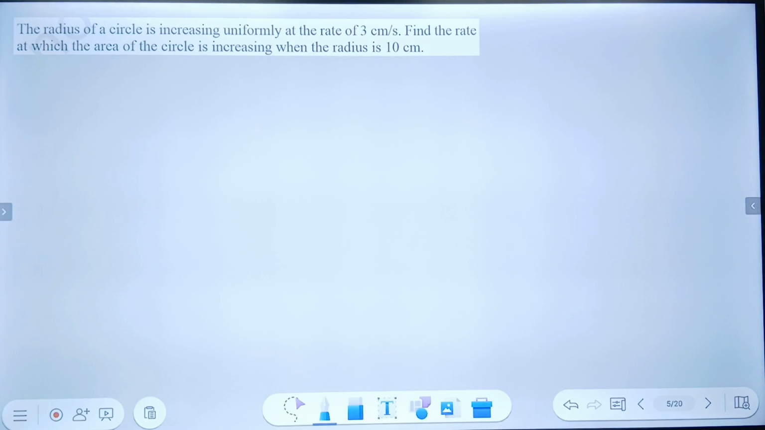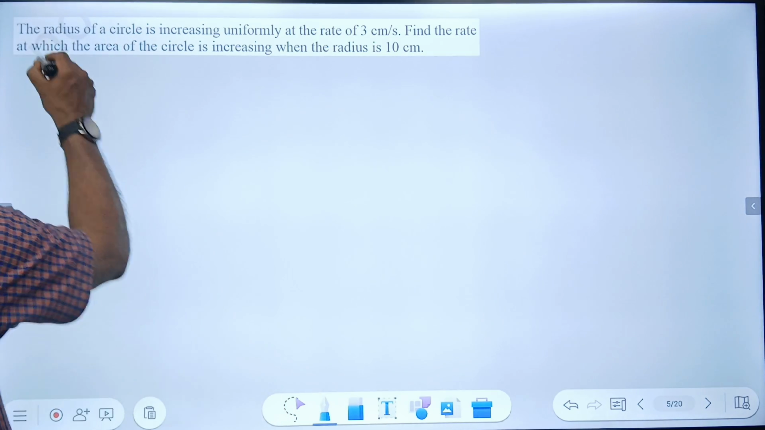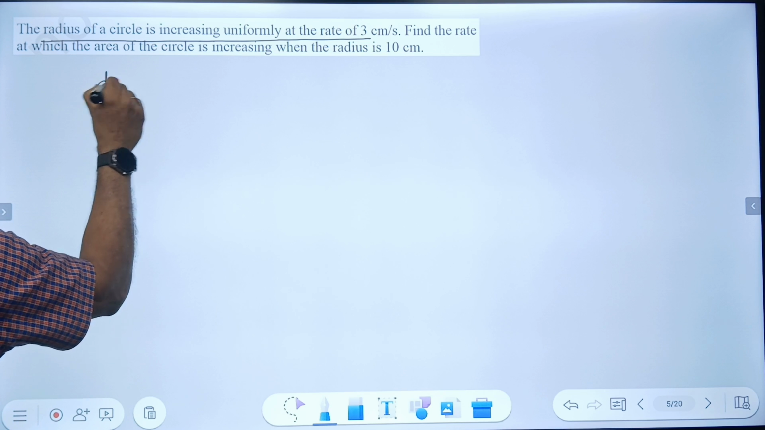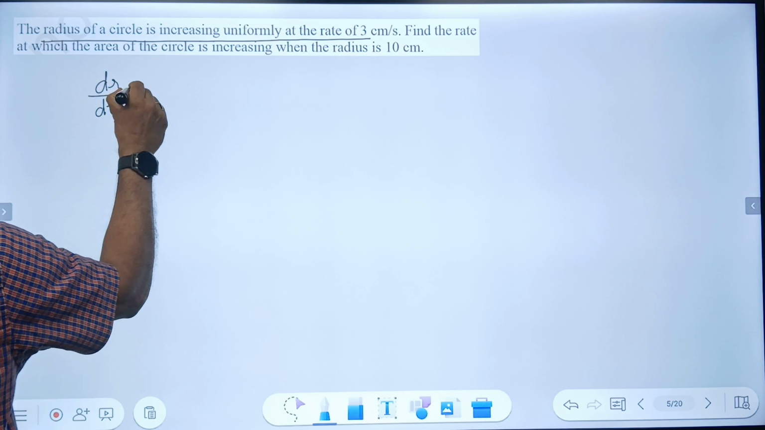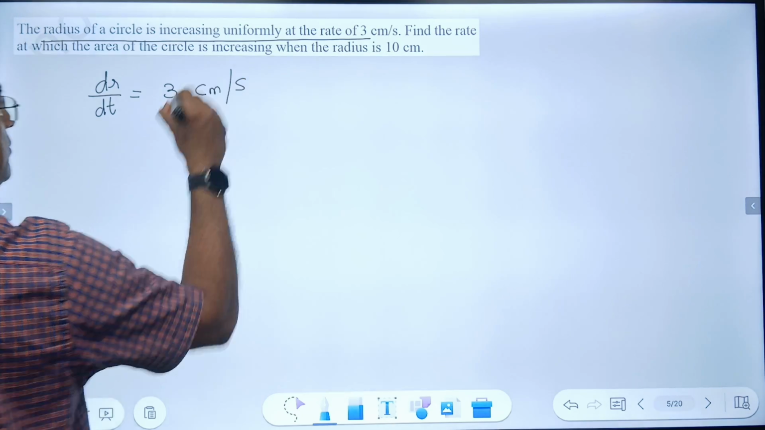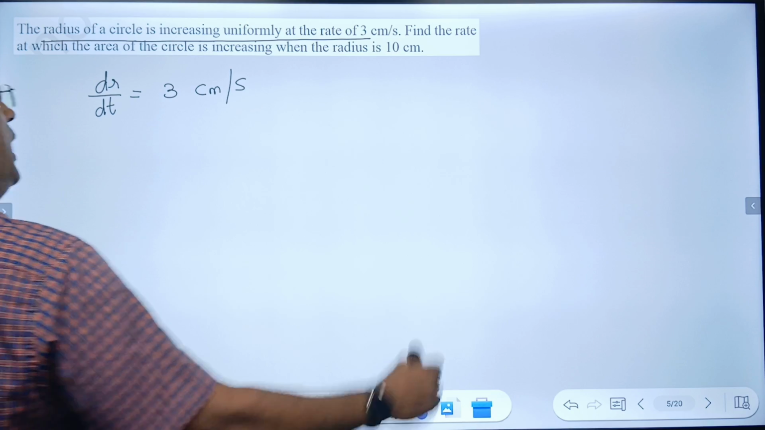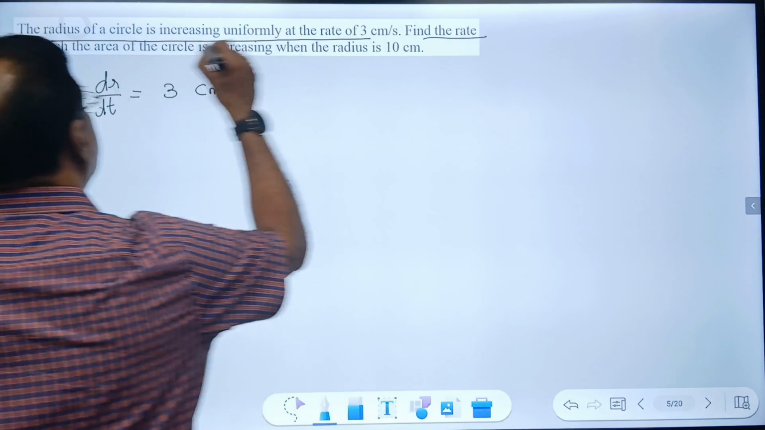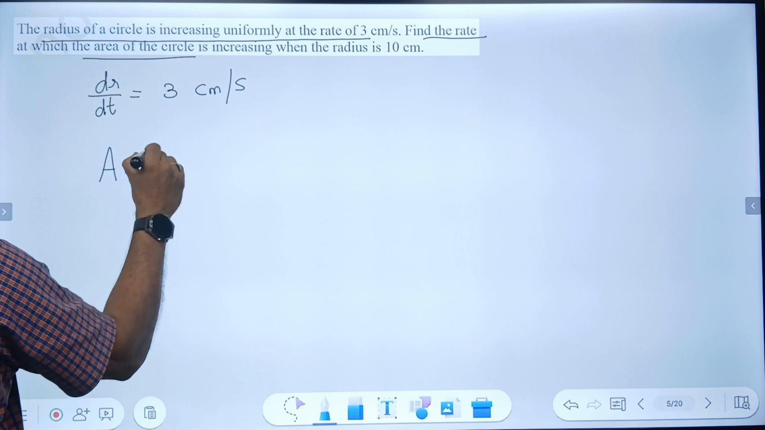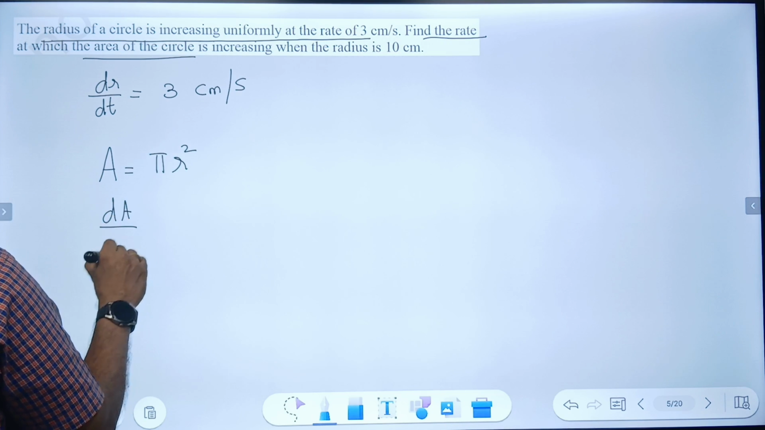Let's go to the next question. The radius of a circle is increasing uniformly. So dr by dt is increasing uniformly at the rate of 3 centimeters per second. The radius is slowly increasing. He wants to know at what rate is the area increasing. So it's very, very simple. So what is area of a circle formula? Pi r square. Now what is dA by dt?